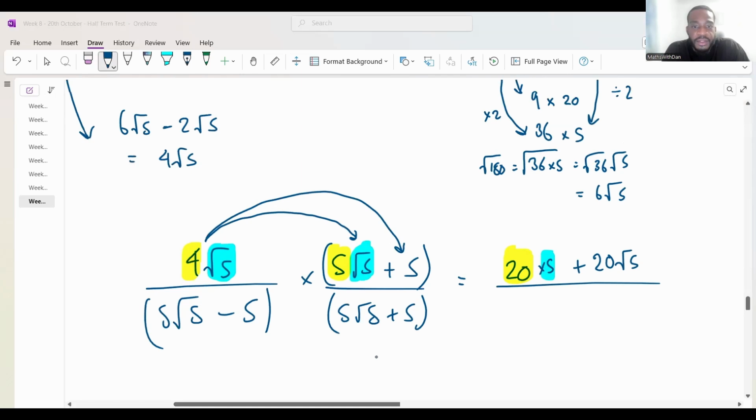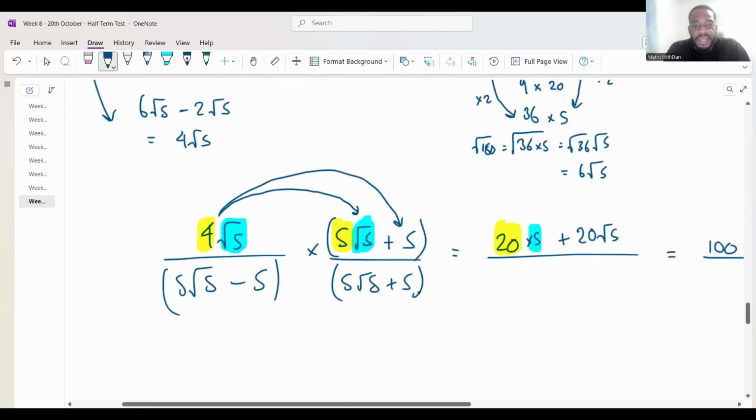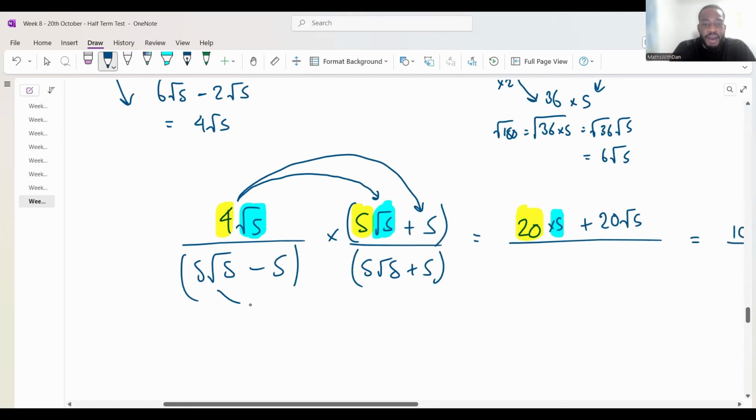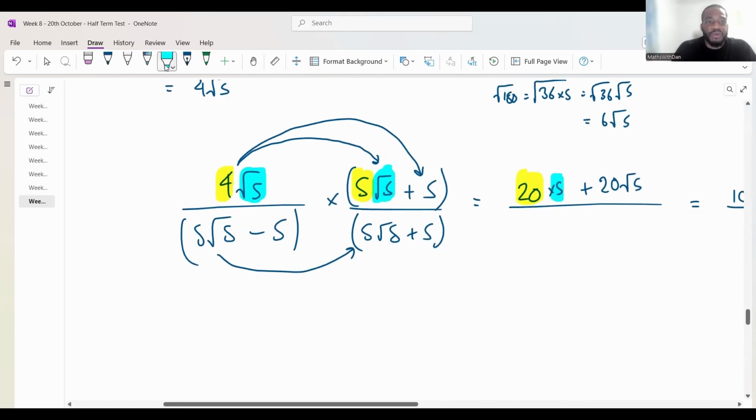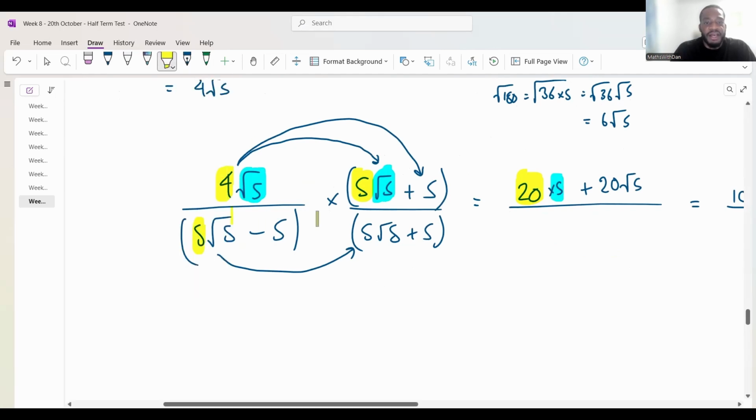Yeah. Good stuff. Brilliant. So now, the numerator, well, 20 times by 5 is 100. That's 100 plus 20 root 5, like that. And then the denominator, let's do that. So I've got 5 root 5 times 5 root 5. Again, let's do it bit by bit, just so we don't make mistakes. We know that 5 times 5, that's 25. That goes there.